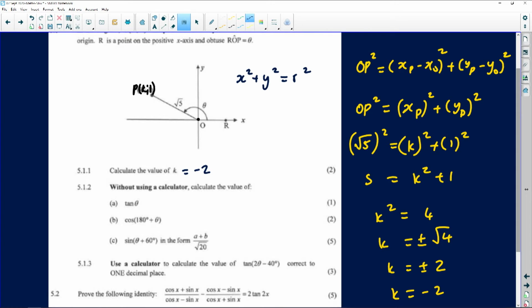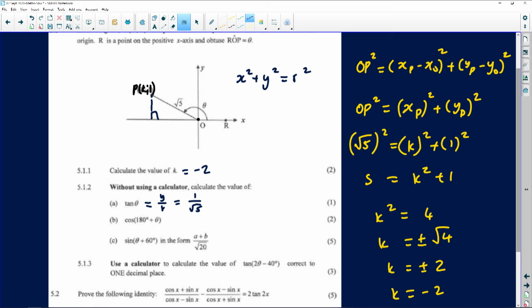Brilliant stuff. Right. Without using a calculator, work out the value of tan theta. So we want to work out the value of tan theta. Now, if you think about it, we can construct here. And then we are basically looking for tan. By our trigonometric definitions, tan theta is going to be y over r. So you guys should know this, y over r. So your y value is 1 and your r value is the square root of 5.